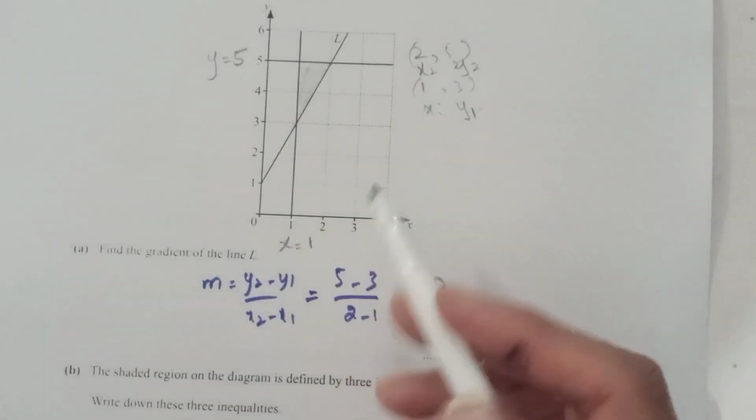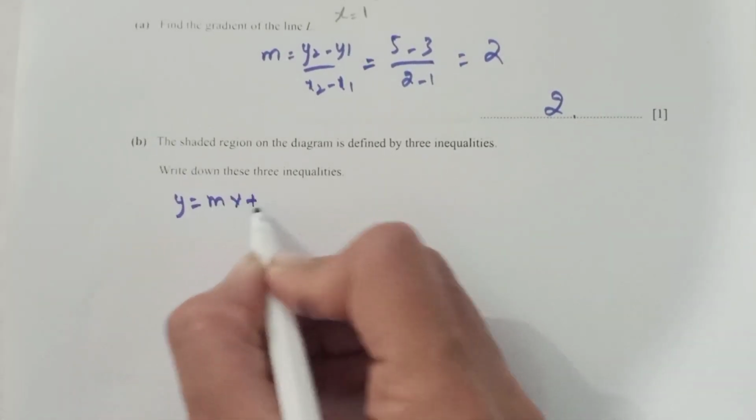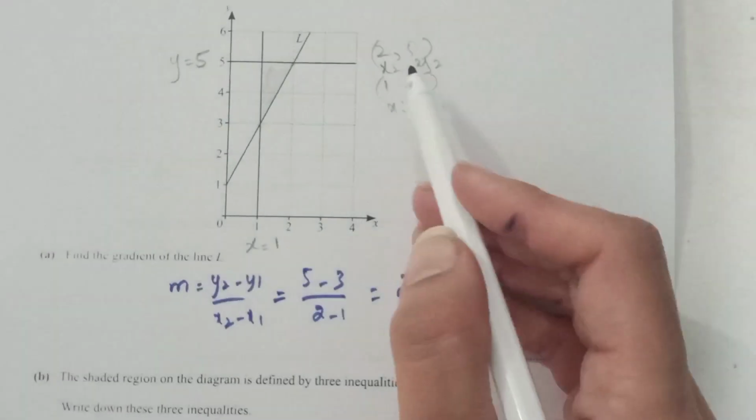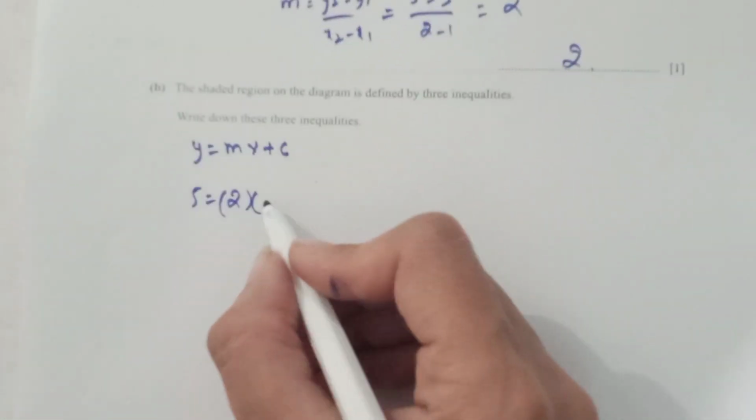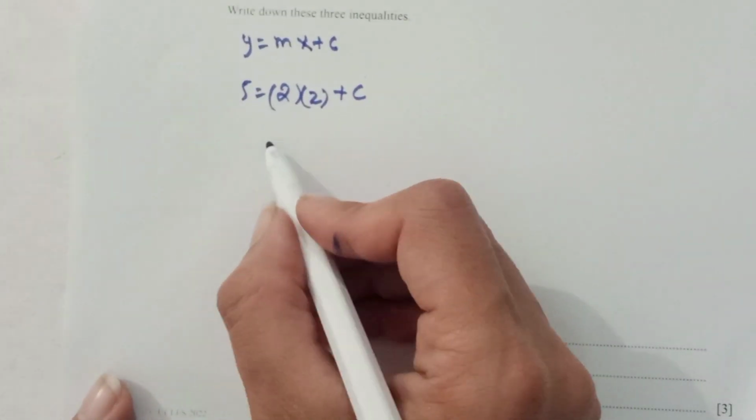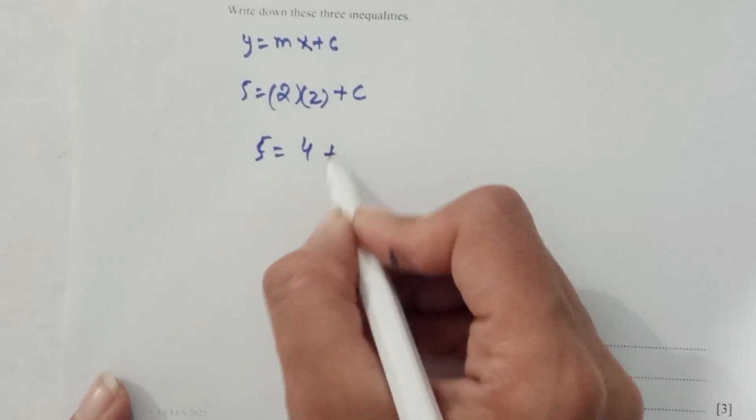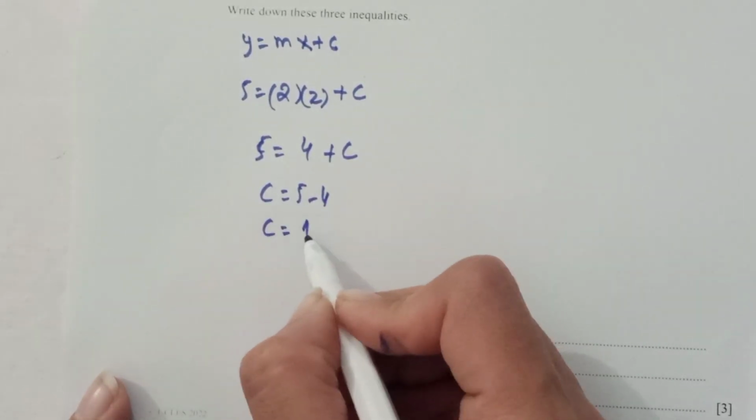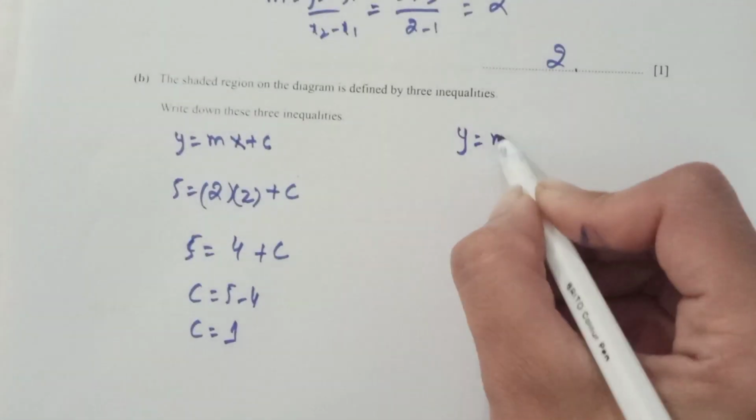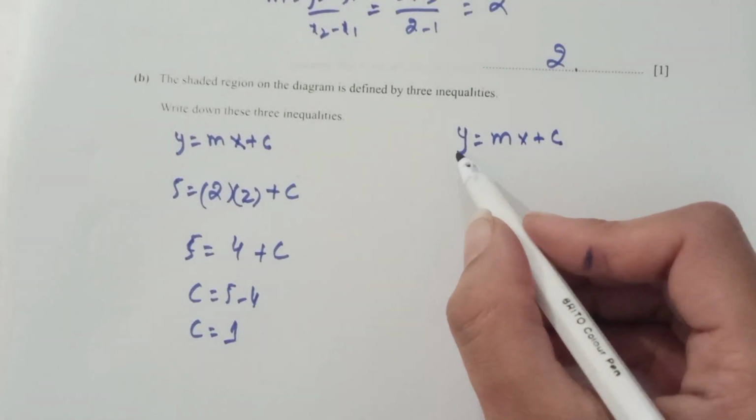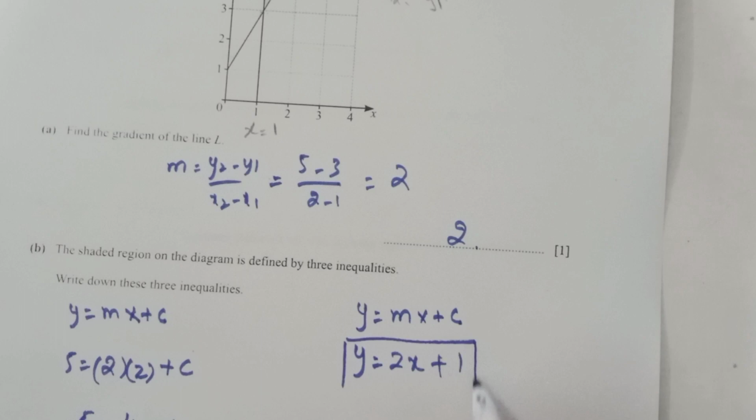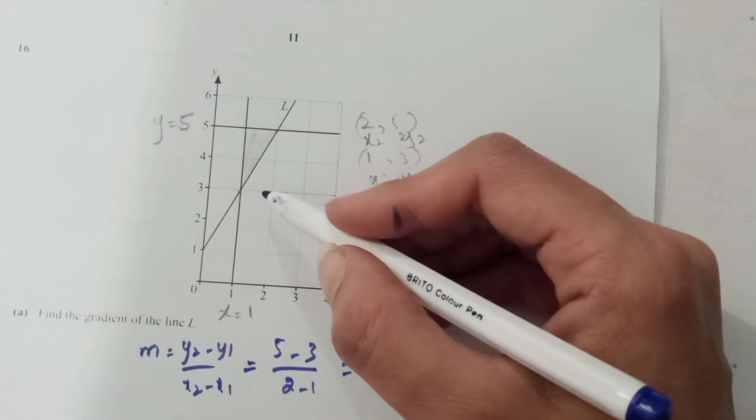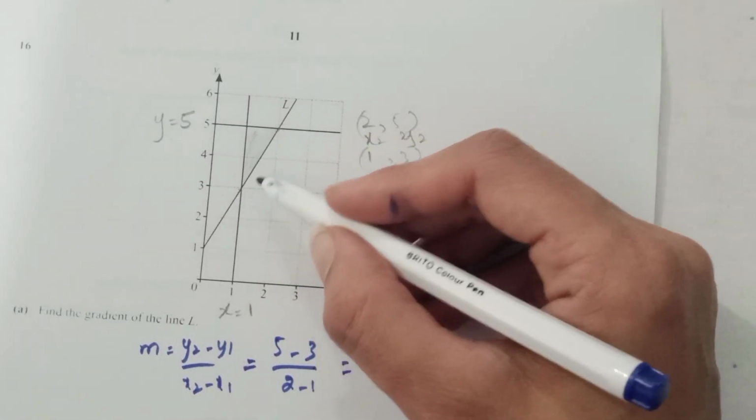Now it's very simple to find this line. First we have to find the value of c, that is in the equation of line, y equals mx plus c. We have to find the value of c by putting one of the values from this point. y is 5 and m is 2 and x is 2, so 5 is equal to 2 times 2 plus c, that is 5 is equal to 4 plus c. By subtracting 5 minus 4, we get 1. c is 1, and we know the gradient, which is 2, and the c value also, which is 1. Now the line L is y is equal to 2x plus 1.